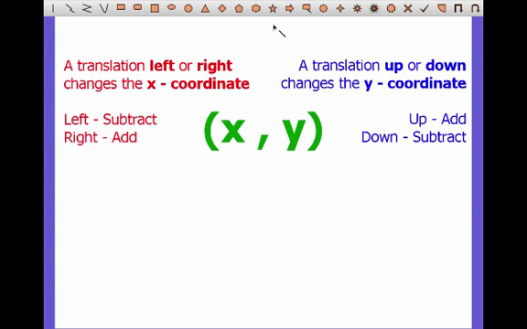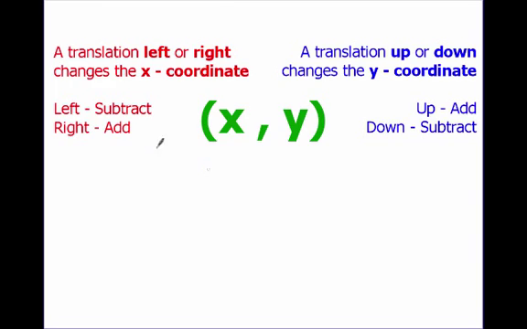So, we can also think of this being algebraic. Every point on a coordinate plane has an x-coordinate, that's my left and right coordinate, and a y-coordinate, my up and down. A translation left or right changes the x. Moving left, you subtract from x, and moving right, you add to x. A translation up or down changes my y-coordinate. Going up adds, going down subtracts.